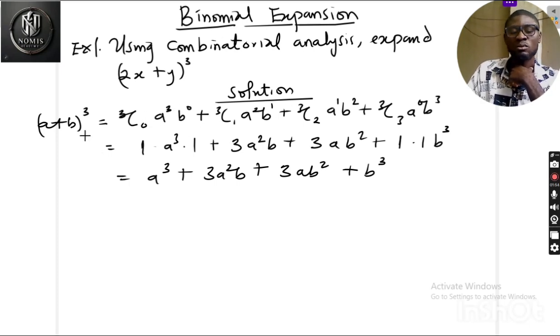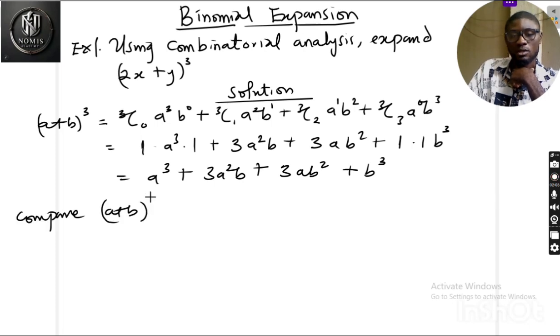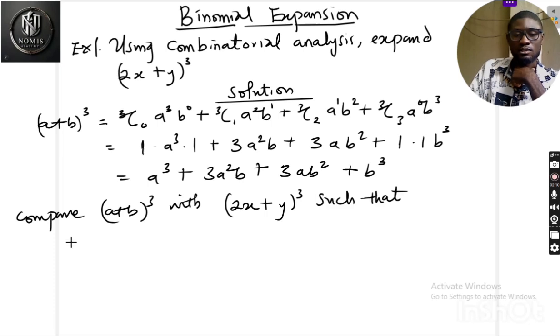So we need to now use this to answer this. What we'll do now is to compare (a + b) cubed with (2x + y) raised to power of 3, such that our a is equal to 2x, and our b is equal to y. So we are taking these values now.